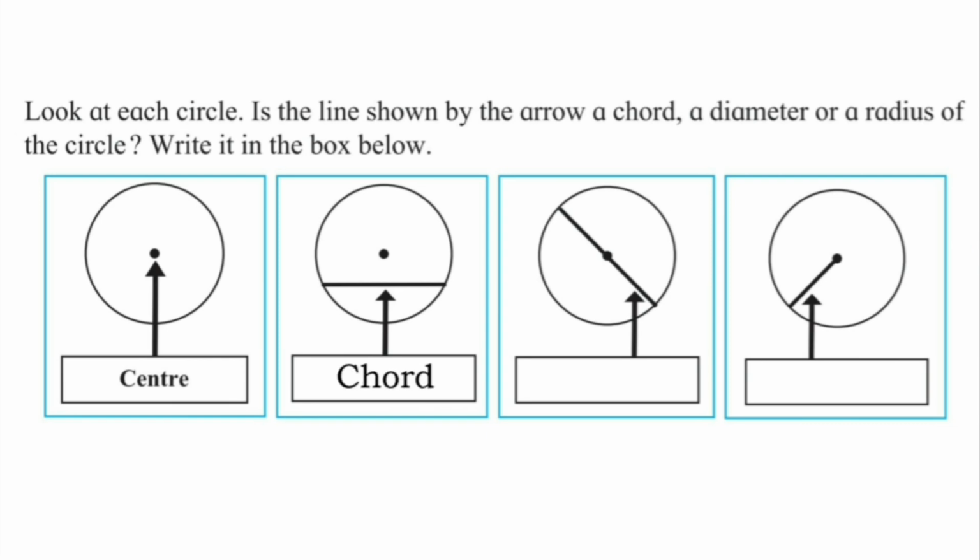In the next box, the line passes through the center of the circle and joins two points of the circle. So, this line is called diameter. And children, a diameter is the longest chord of a circle. Now, in the next box, the arrow shows radius of the circle. Because a line joining from the center of the circle to any point on the circle is called radius.